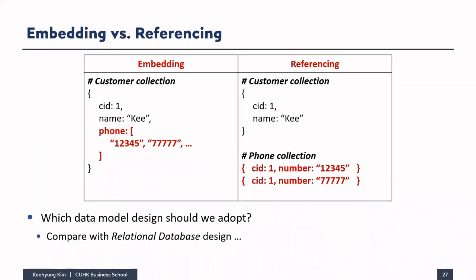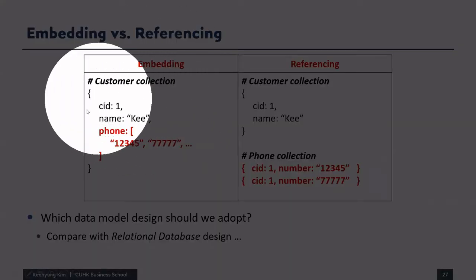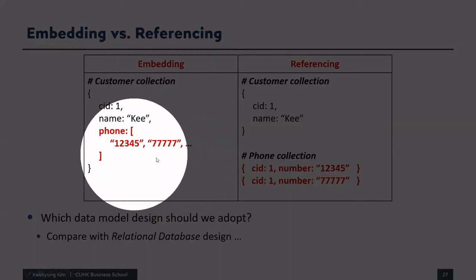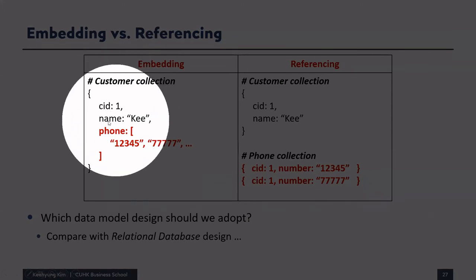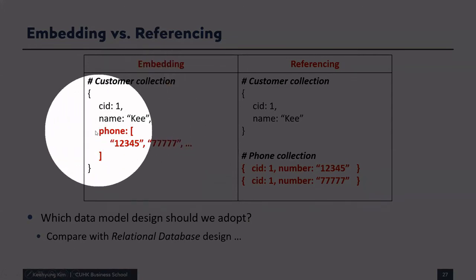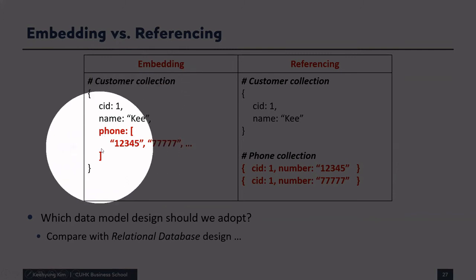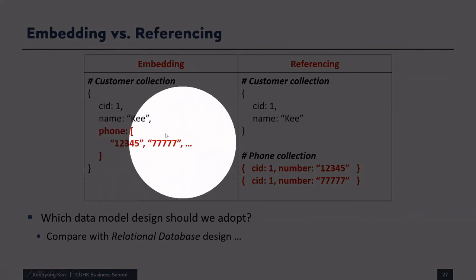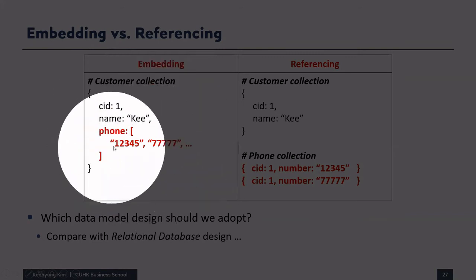Basically, in MongoDB, if you follow these two approaches, depending on which approach you choose, the data structure will be different. If you choose the embedding approach, your customer data inside the collection will look like this. There's a customer ID, there's the name of the customer, and you will create a phone number field, and you will include a list of the phone numbers here. So every piece of information is in one document.